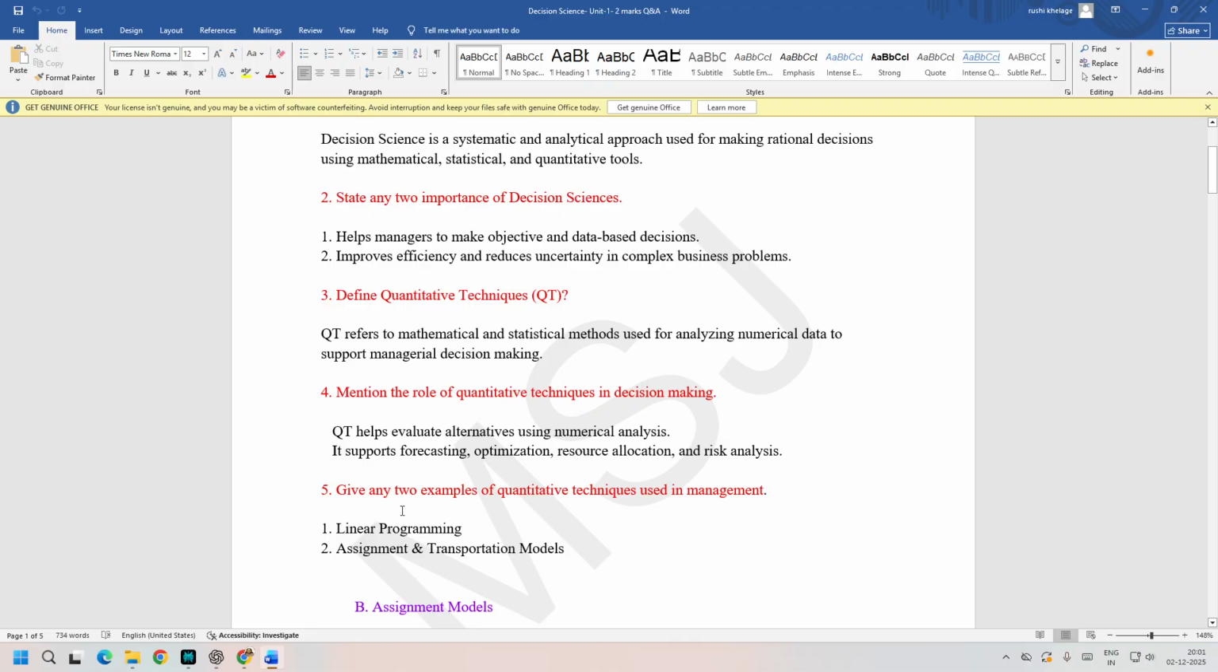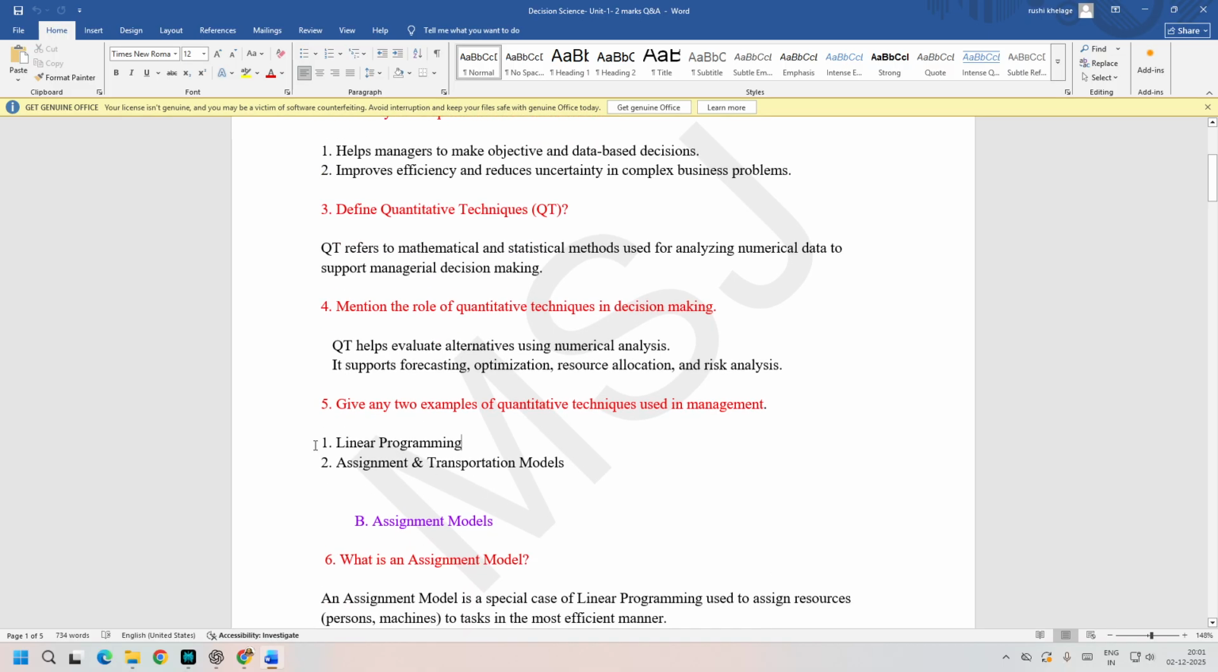Now question number 5. Give any two examples of quantitative techniques used in management. Two examples we can give here. First is linear programming, second is assignment and transportation model. Now here we are going to see the linear programming and assignment model, where the 2 marks questions can be asked.